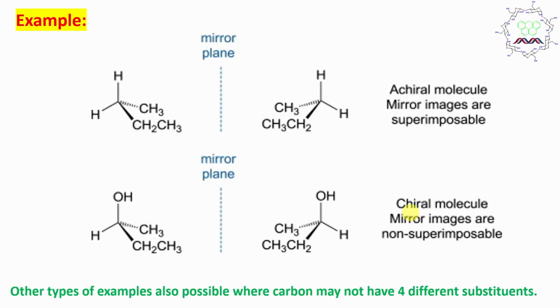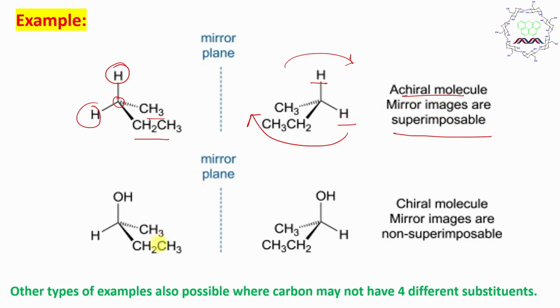Now, you can see an example. Here, if you look at this central carbon atom, it is attached to one type of group, a second type of group, and here both are the same. That's why this molecule and its mirror image are superimposable to each other. You can rotate it and fit it. That's why this molecule is called achiral, and its mirror images are superimposable, could be fitted just point to point.